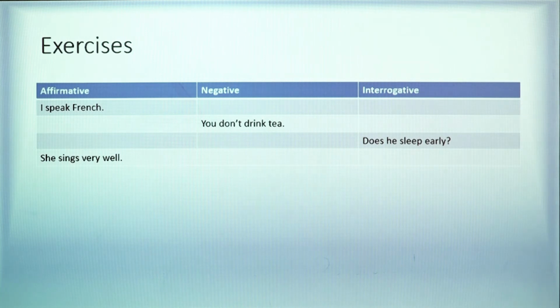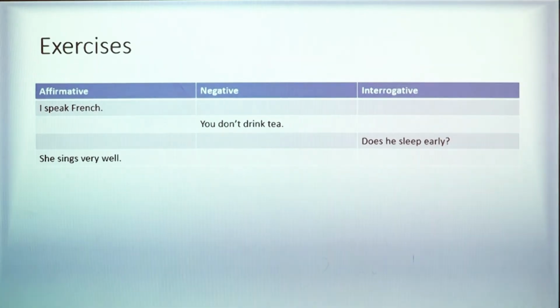Exercises again. We have some sentences here which you are going to change their form. For example, I speak French is an affirmative form. You have to change it into negative and interrogative. I speak French. I do not speak French. Do I speak French? Now you have to complete the others. You don't drink tea. Does he sleep early? She sings very well.